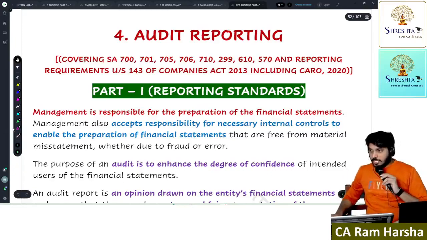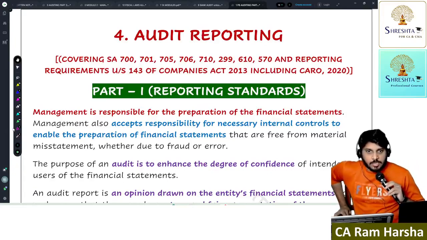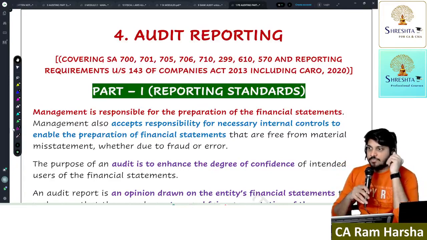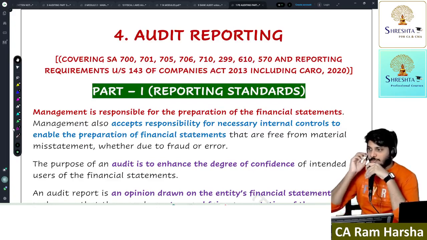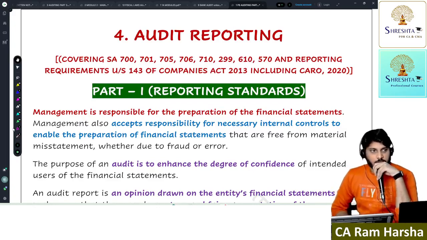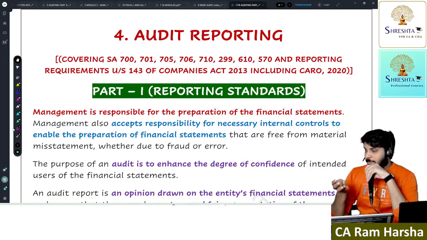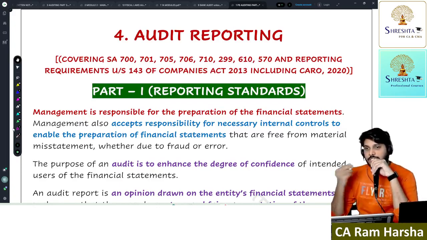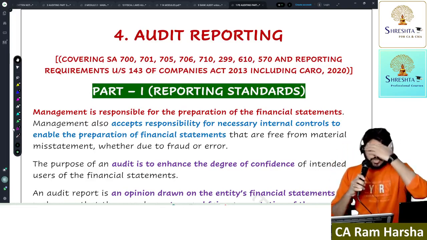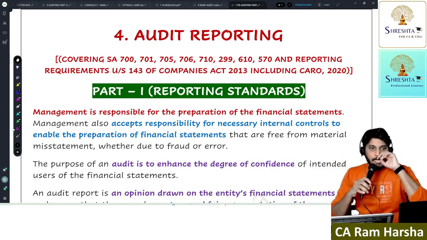So the next chapter is audit report. In this chapter, we are going to understand how to prepare the audit report. You have this chapter earlier in the CA Inter. This is not just reading and trying to remember. You need to understand how the report has to be prepared.